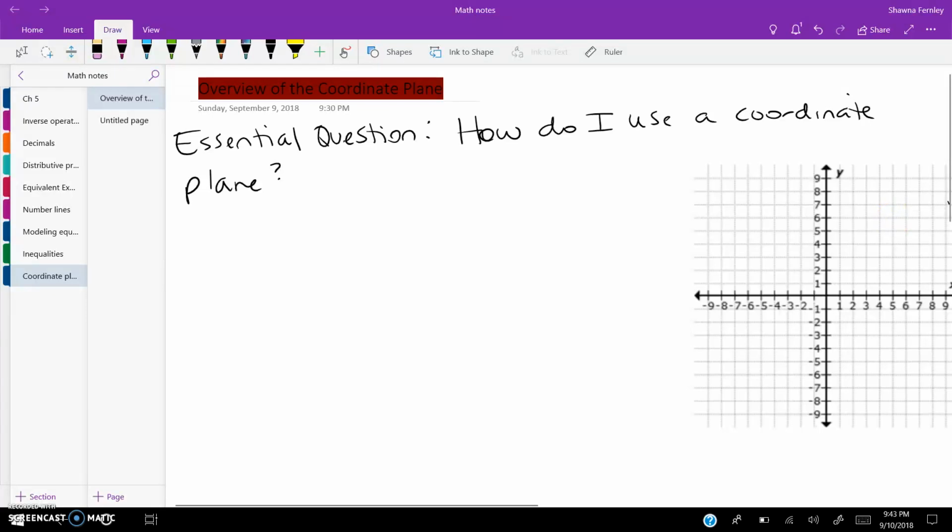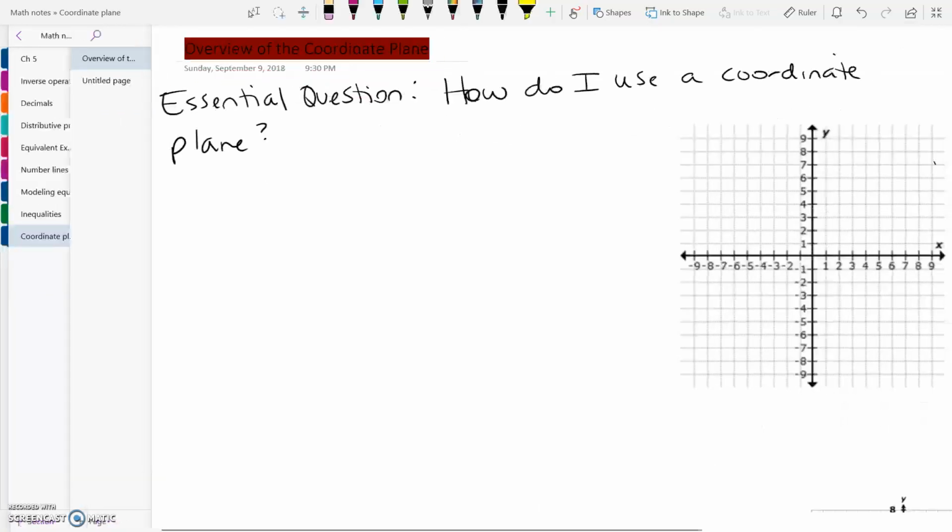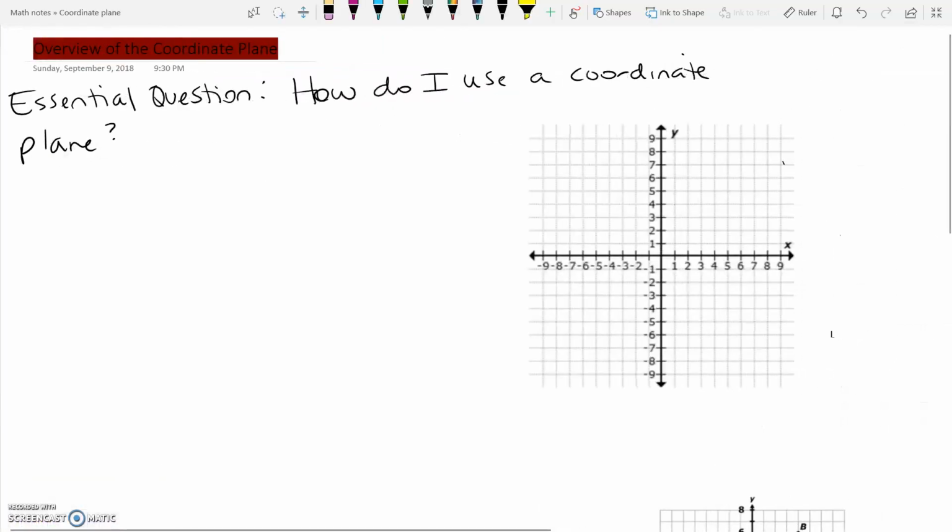All right, guys, so this is going to be your Cornell notes on how to use a coordinate plane. Just to go over some basic vocabulary that you had just learned. So you learned that this right and left line is called the x-axis, and then up and down is the y-axis. And this right here is the origin. All right, so most important things that we need to know is how to identify the points and where they go.